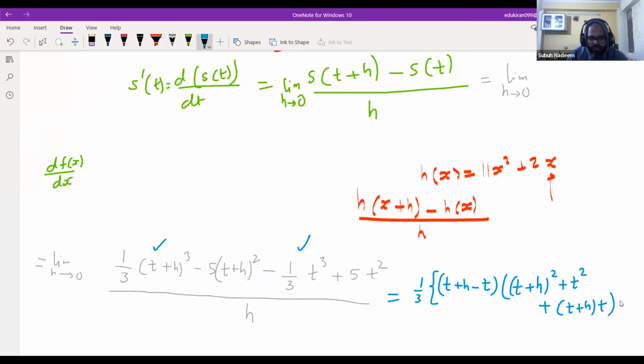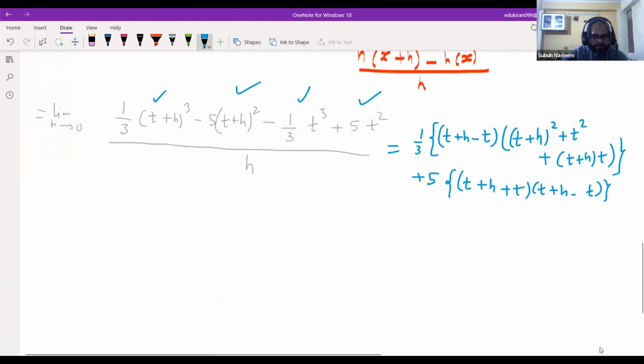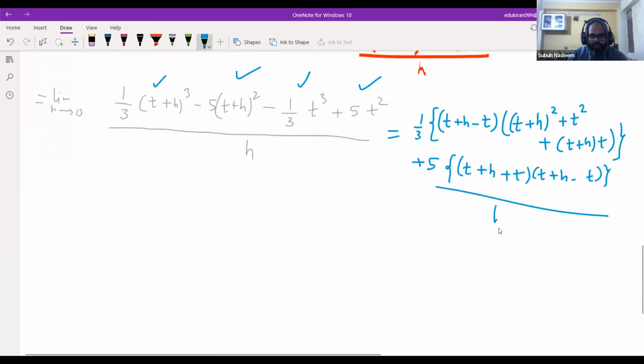Okay. And then we have this and this. So this bracket is closed, plus 5 times (t plus h) whole square minus t square, which is (t plus h plus t) into (t plus h minus t), by h it will become. So we have applied two identities. One is a cube minus b cube, another is a square minus b square. So t cancels. Here also t cancels.